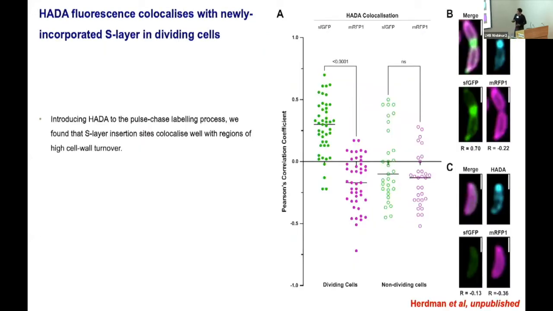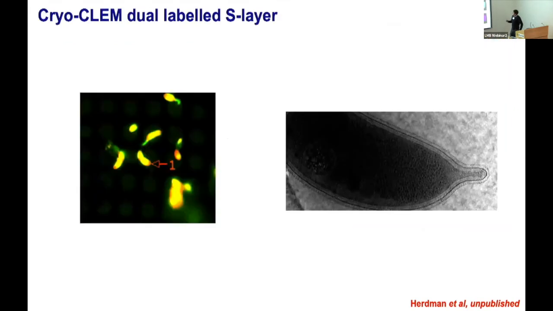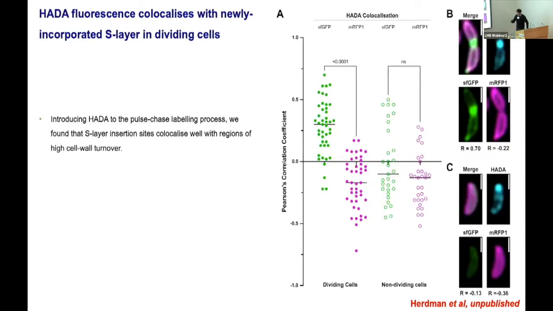This is another experiment that I just want to highlight. This is a labeling. We've added another label, HADA, which is fluorescent. I'm not going to go into detail. This is just checking where new peptidoglycan is being inserted in the cell. What we found is that the new S layer insertion is correlated with the insertion of the new peptidoglycan. Just to go back, the insertion of new S layer is related to the insertion of new membrane and the insertion of new peptidoglycan.